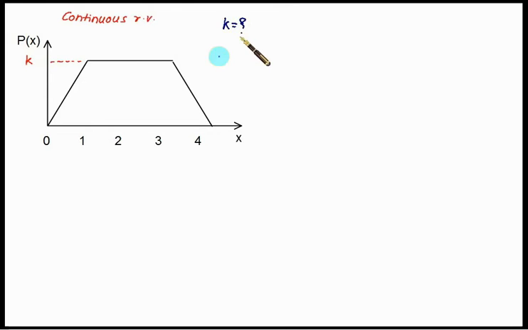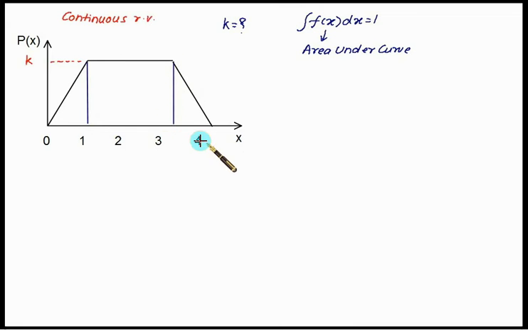Now we can find this value of k using our function properties. It is known that the area of this graph is always equal to 1. The probability of all outcomes is equal to 1. Integral of f(x) dx equals 1, which is nothing but the area under this graph. So this figure consists of three standard figures: a triangle, a rectangle and another triangle. We can calculate this area as areas A1, A2, A3, and the sum of all these areas must equal 1. So we have A1 plus A2 plus A3 equals 1.